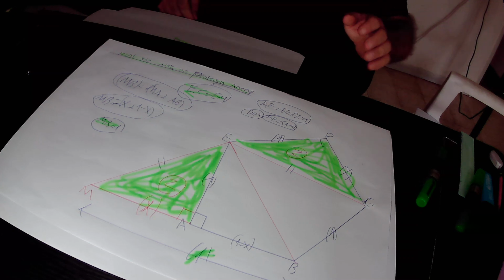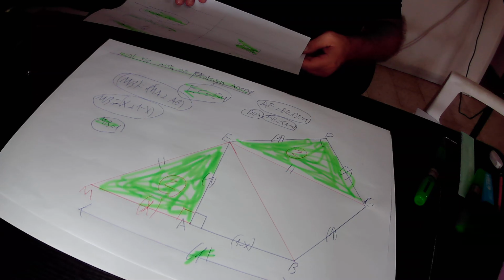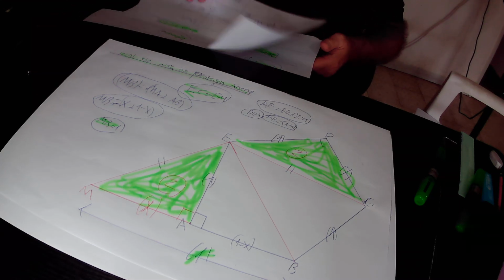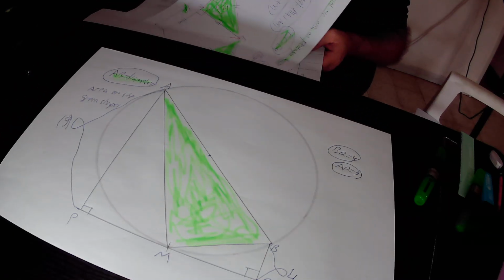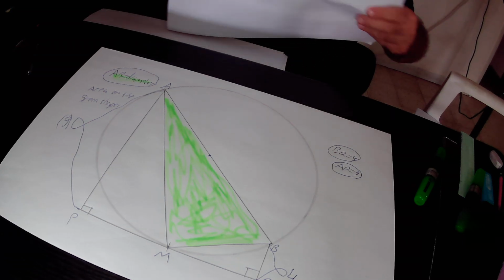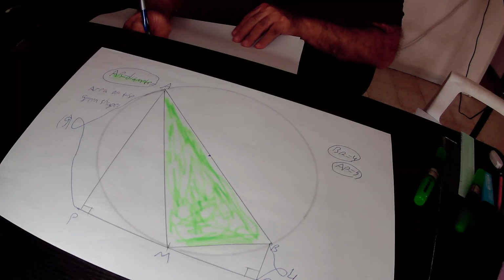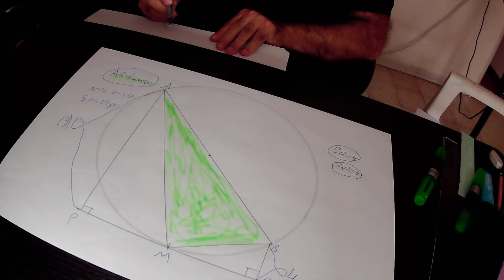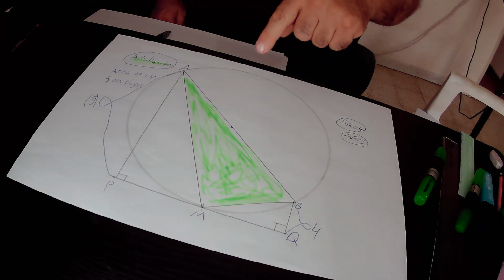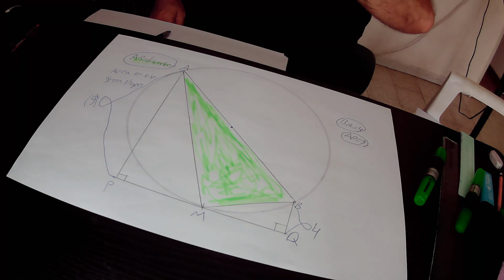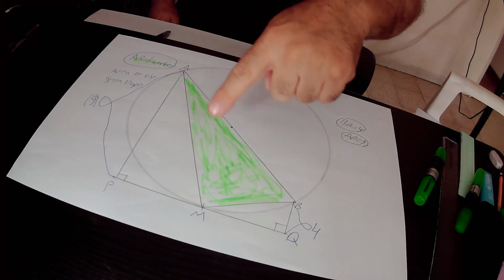In the next step, I present you the second question and solve the second question of this lecture. In the second question, our task is to find out the area of this green shape. The green shape is actually triangle AMB. So we have to find out the area of the green triangle AMB.